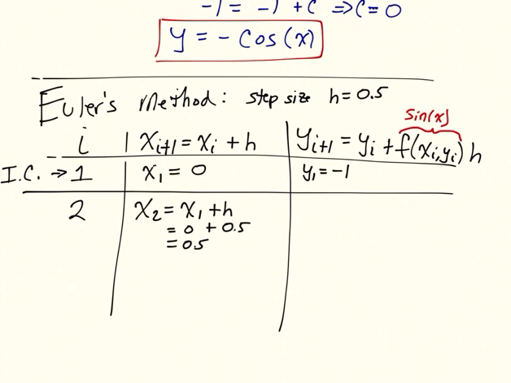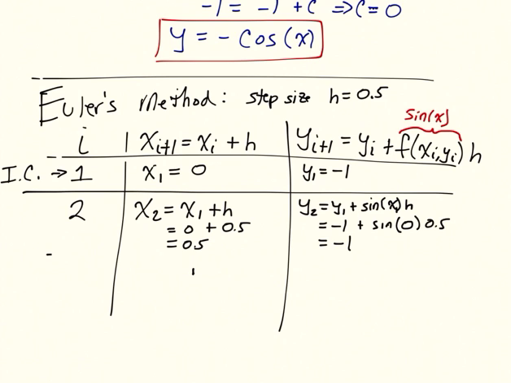If we go over to the y column, we can say that y2 is equal to y1 plus sine of x times h, which is equal to minus 1 plus the sine of, and I should have written x1 up here, it's the previous x location, which would be 0, and that's all times our step size. Now sine of 0 is just 0, so this just goes to minus 1. And now we have the next point in our solution using Euler's method.